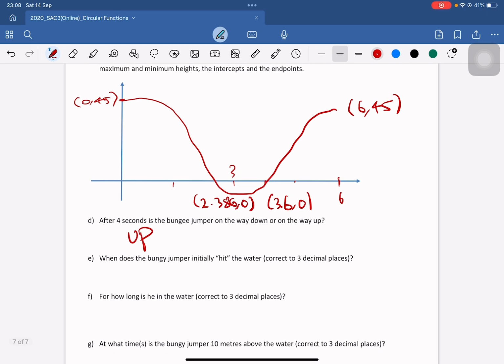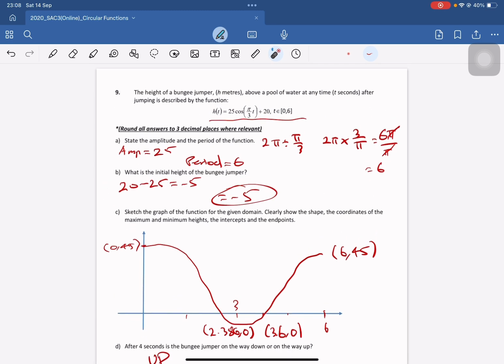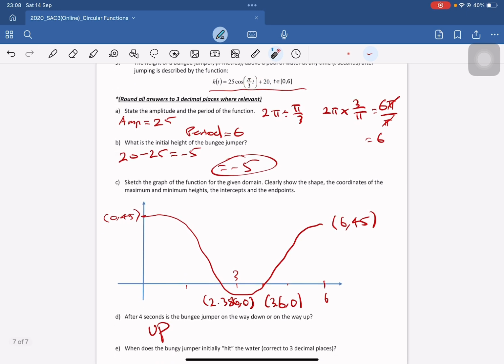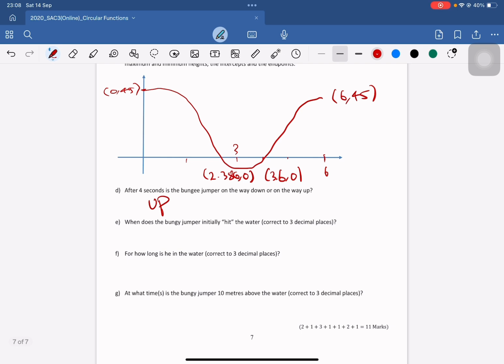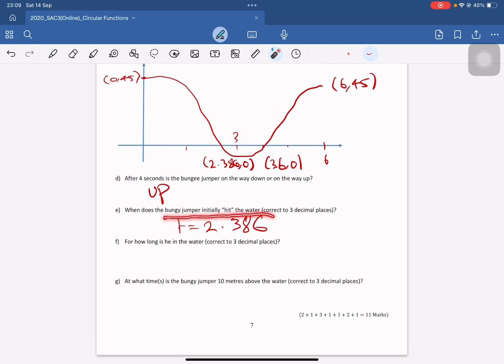When does the bungee jumper initially hit the water? So this is the water, right? This is the water. And it hits it at, so you basically just want to input height as 0, and you want to solve that on your calculator for t. And if you do that, you will get t equals 2.386, which is the exact value when h equals 0, aka the bungee jumper hitting the water.